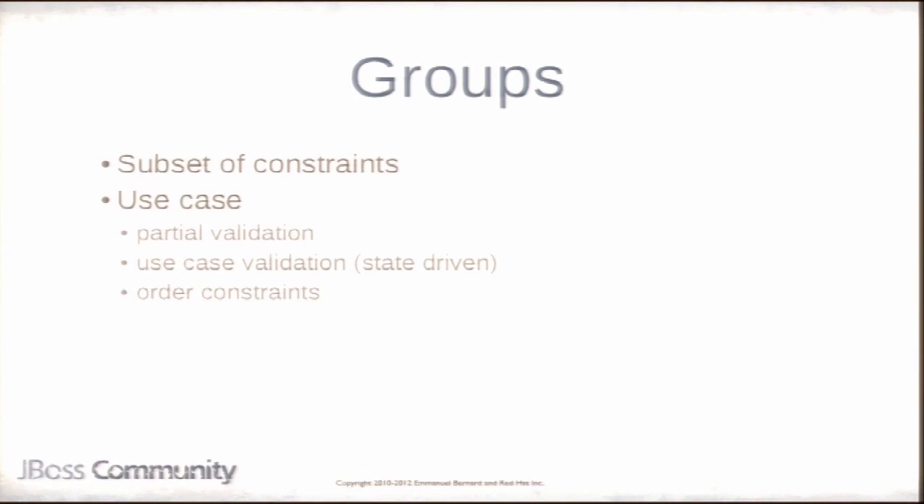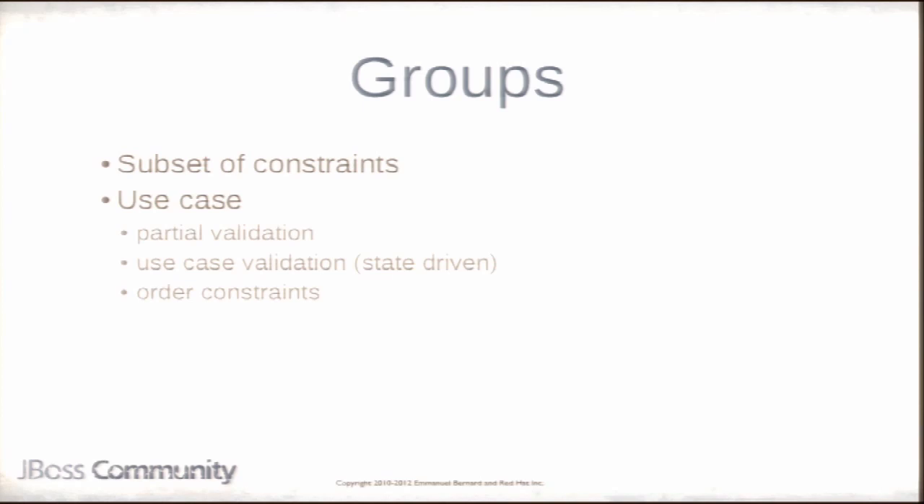The use cases are various, but the key interesting one is partial validation. I'm receiving some data and putting it into my object model, but I haven't received all the data. So I know my object is not valid. How can I validate the part that I've already received without triggering violations for the part that is not yet completed? Well, I can put those constraints in a subgroup. That's what groups are made for.